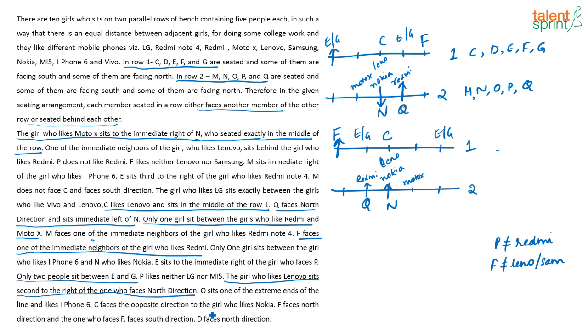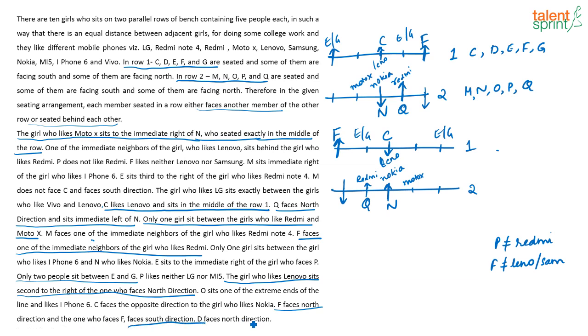Okay, C faces the opposite direction of the girl who likes Nokia. So Nokia person is facing upwards. Okay, here. So here what will C do? C will face downwards. Here downwards means C will face upwards. Then F faces the north direction and the one who faces F faces the south direction. So in this case, F is facing the north direction and the one who faces F is facing the south direction.